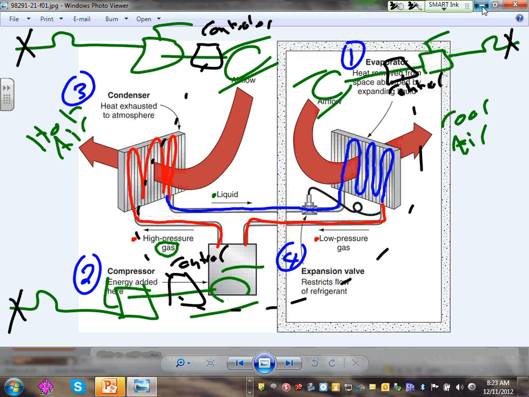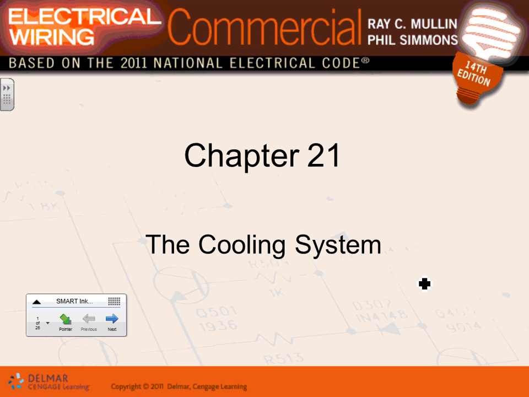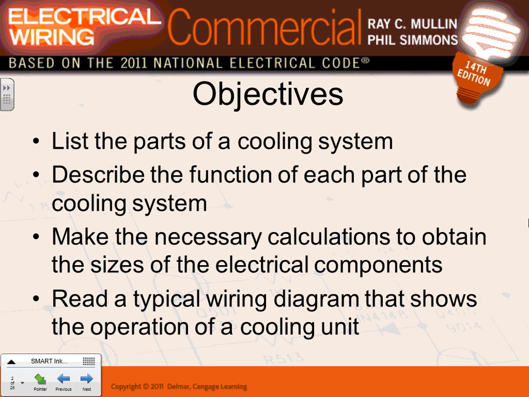So let me go through a couple of definitions, guys, since we understand what the system is. That's basically what the chapter is about. I started with a nice picture for it. We're going to talk about the cooling system parts, the 4 parts of a cooling system, and the function of each part. One more time: the evaporator, condenser, valve, and compressor, what each one of them does. Then the necessary calculations to obtain the size of electrical components.